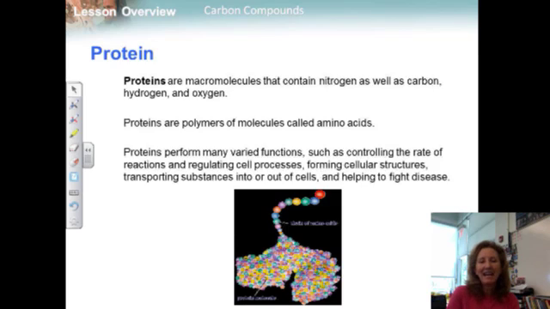Nearly every dynamic function of a living being depends on proteins. In fact, the importance of proteins is underscored by their name, which comes from the Greek word proteos, meaning first or primary.